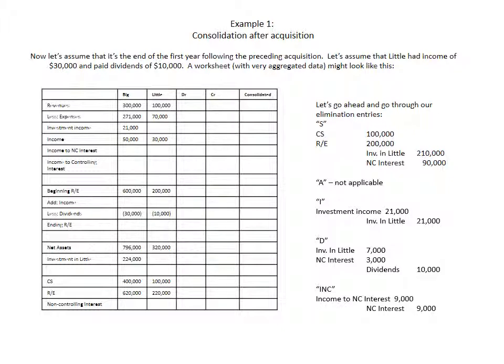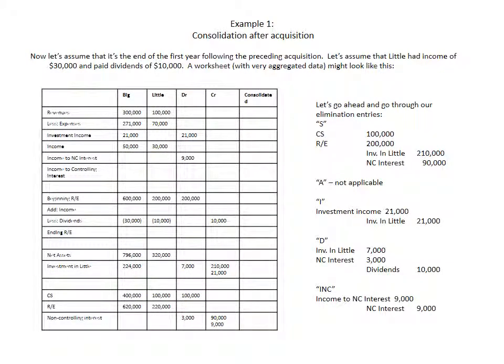Again, just as under the equity method, when little company reported income, our argument was their equity has gone up, therefore our investment needs to go up because our investment represents our share of their equity. Same thing applies here for the non-controlling shareholders. When little reports income, that means that little's equity goes up, which means that the non-controlling interest goes up as well, because the non-controlling interest represents their proportionate ownership of little company's equity.